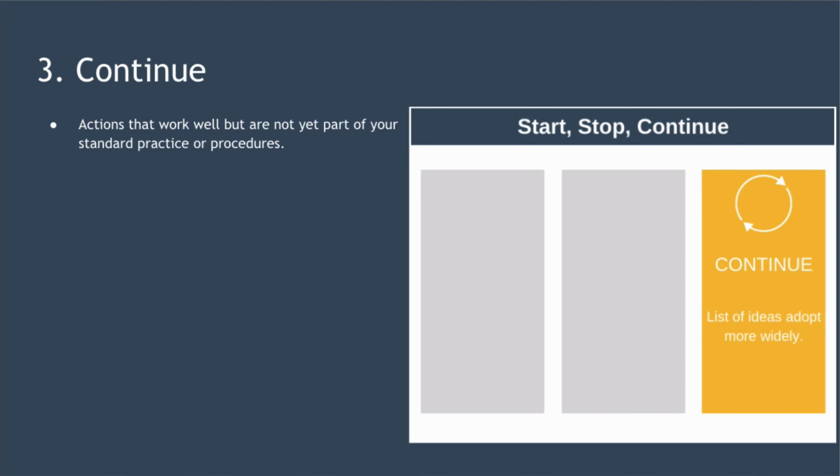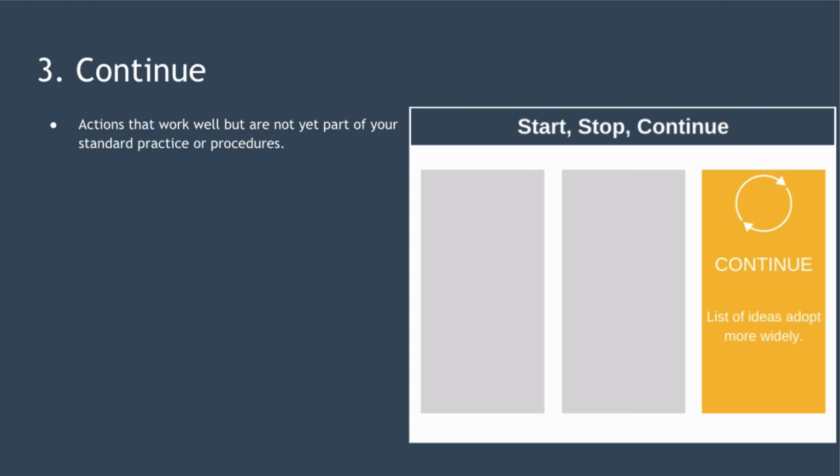Finally, we have continue. Activities to continue are those that are working well, but are not yet part of your standard practice. Now, commonly these activities will have been introduced in the previous iteration of the start, stop, continue loop, and they are working well, but you've not yet embedded them into your standard practice or standard procedures.